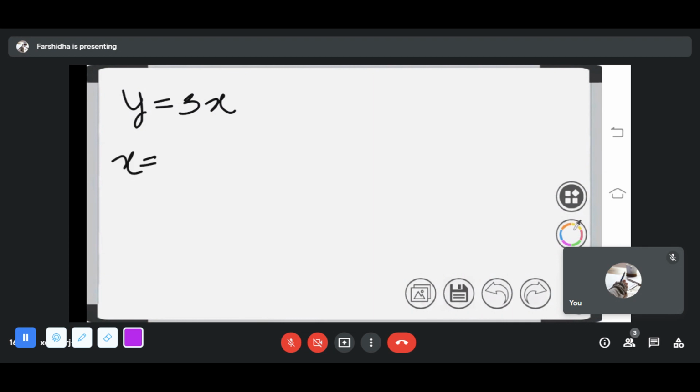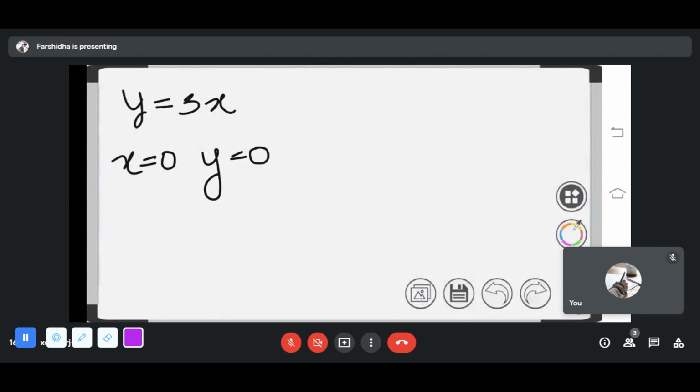Take x is equal to 0. If x becomes 0, y is equal to 3 into 0. 0 into anything is 0. So x is equal to 0, y is equal to 0.